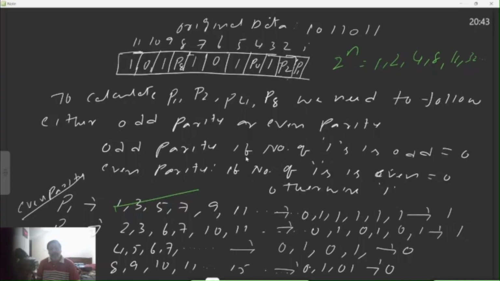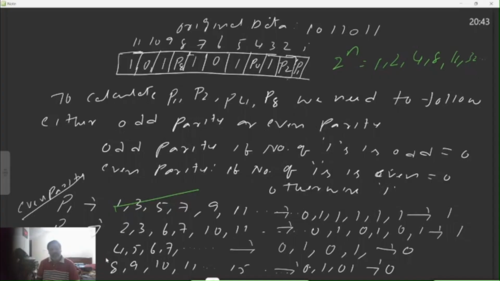So for P2, if you see, we are considering 2 bits and skipping 2 bits. That means check 2, 3, skip 4, 5. Check 6, 7, skip 8, 9. Right? Then again check 10, 11. So 2, 3, 6, 7, 10, 11.